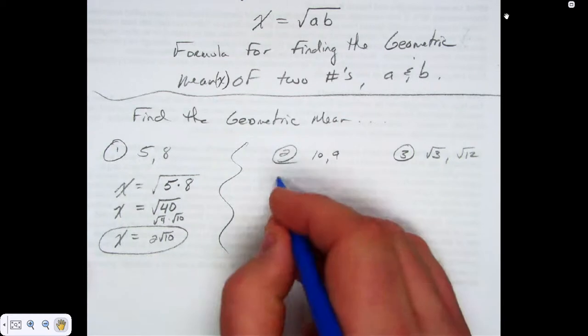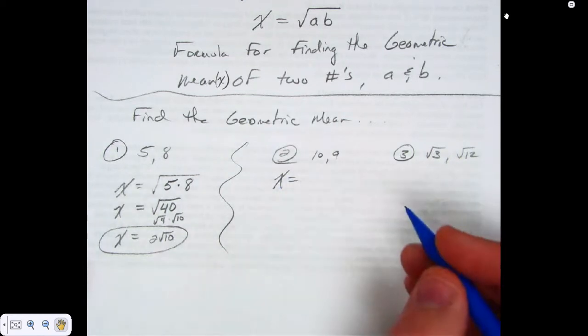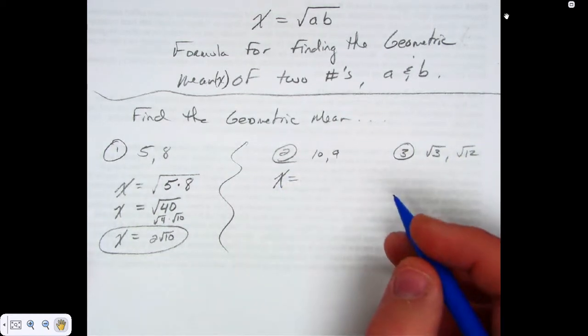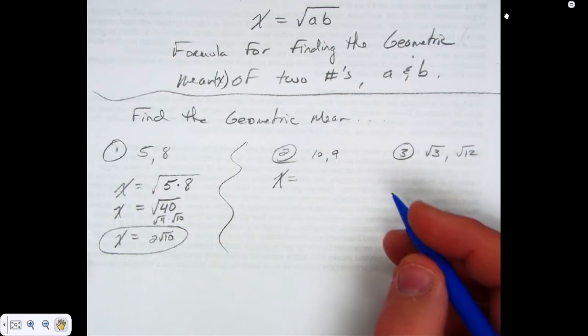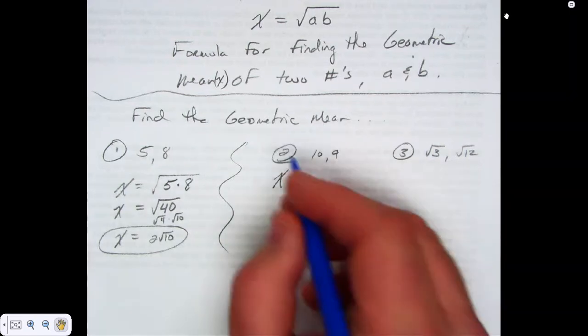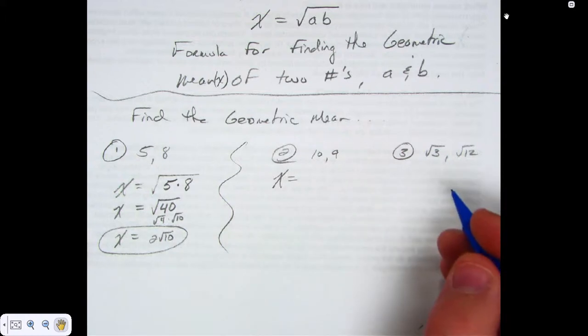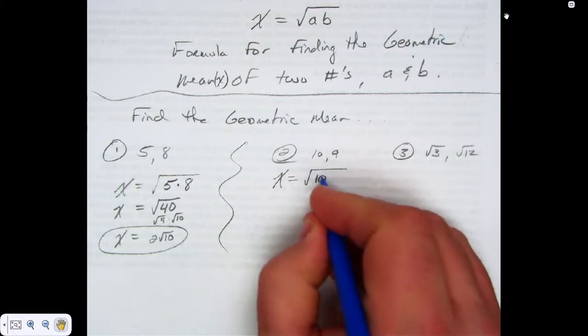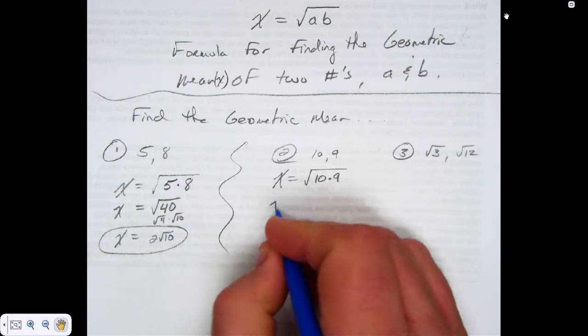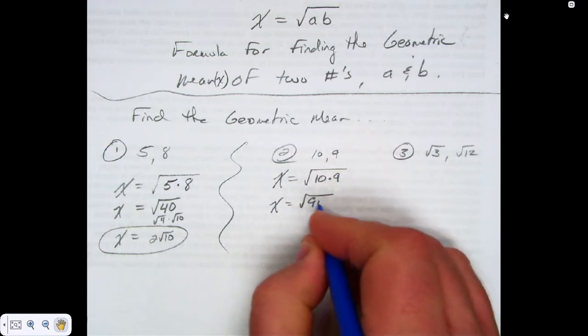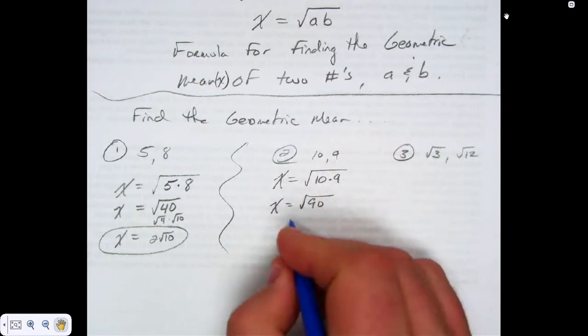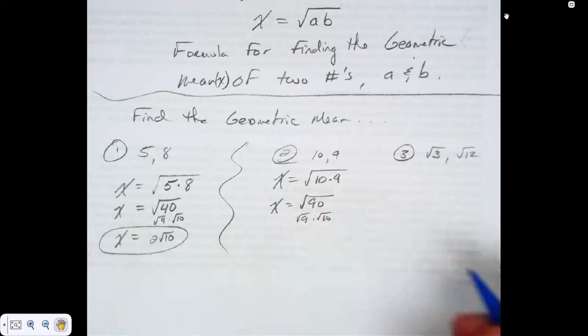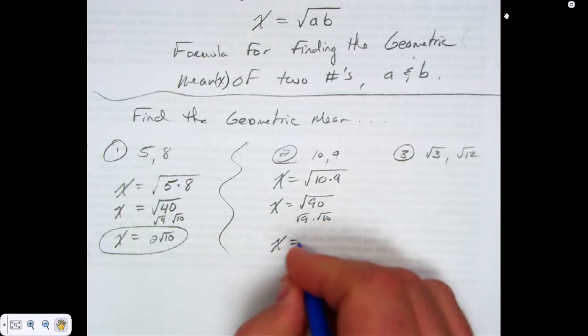How am I going to find the geometric mean here? Don't worry, how about this, guys? Everybody go through this with me. I'll screenshot it and put it on Canvas. Okay? And I'll give you a second to write it down. How am I going to find the geometric mean of 10 and 9? Square root of what? 10 times 9. So x equals square root of what? 90, which would be square root of 9 times square root of 10, correct? So x is equal to 3 square roots of 10.